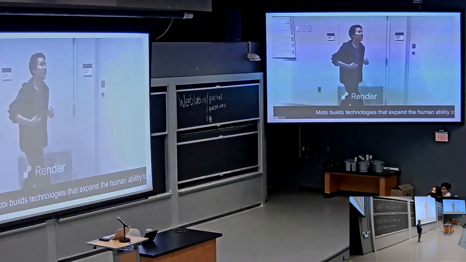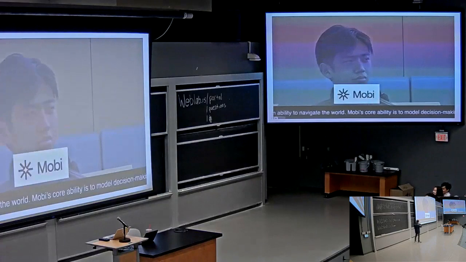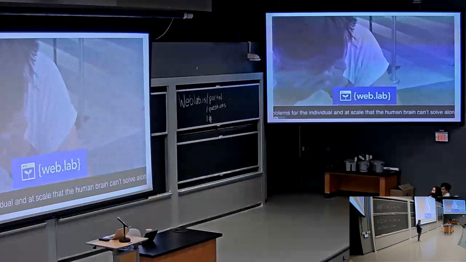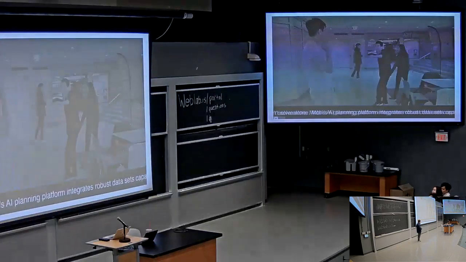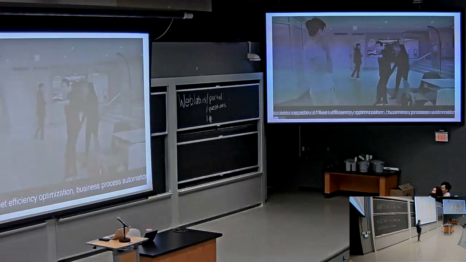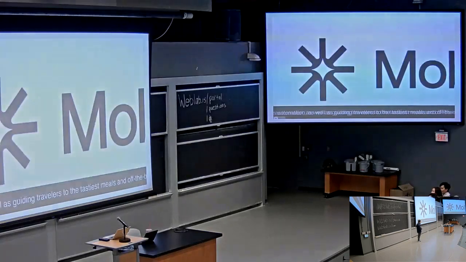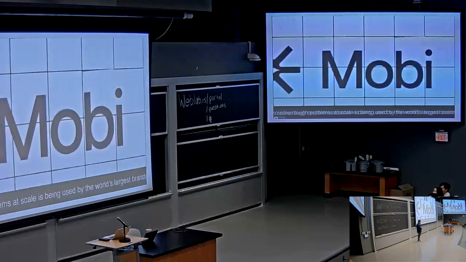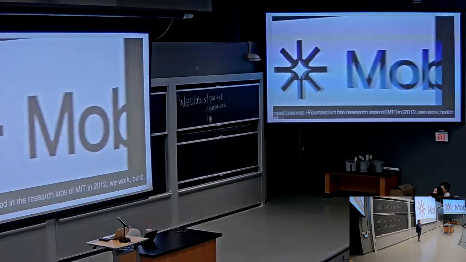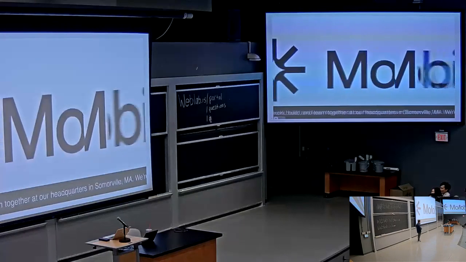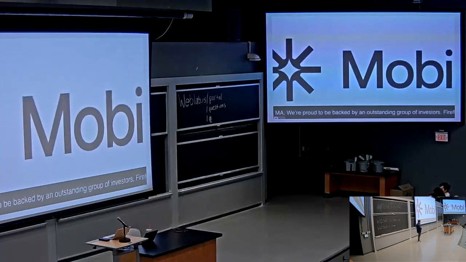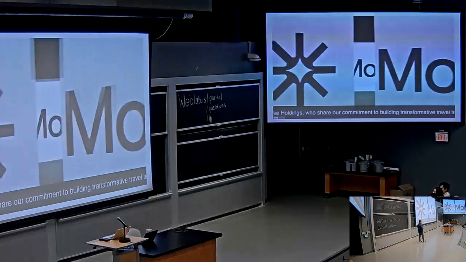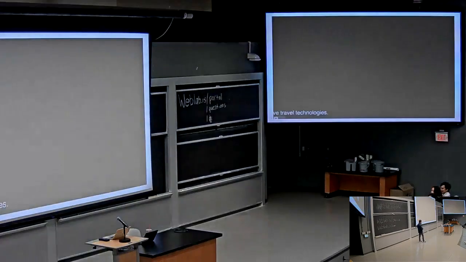Builds technologies that expand the human ability to navigate the world. Moby's core ability is to model decision-making through a planning platform to solve complex problems for the individual and at a scale that the human brain can't solve alone. Moby's AI planning platform integrates robust data sets, capable of fleet efficiency optimization, business process automation, as well as guiding travelers to the tastiest meals and off-the-beaten-path experiences worldwide. Moby's ability to solve tough problems at scale is being used by the world's largest brands. Founded in the research labs of MIT in 2012, we work, build, and learn together at our headquarters in Somerville, Massachusetts. We're proud to be backed by an outstanding group of investors, Firefly Venture Partners, Arkham Ventures, and Enterprise Holdings, who share our commitment to building transformative travel technologies.